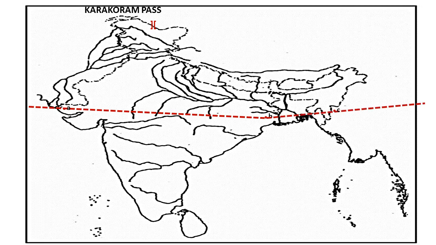Now I hope that you know the degree, 23.5 degree north, and label it as Tropic of Cancer. Use broken lines to mark latitudes.